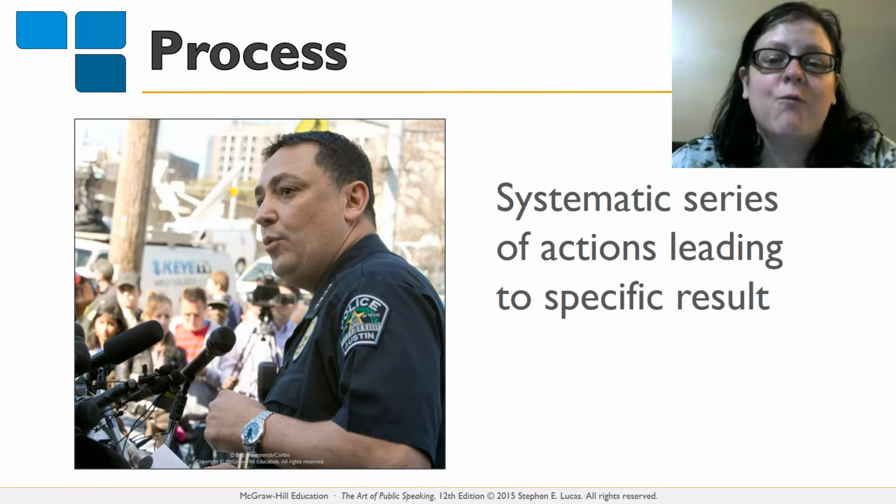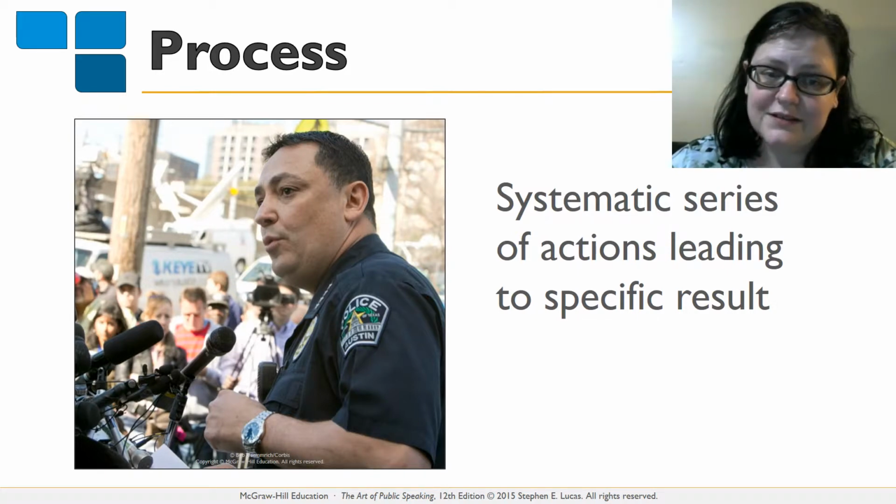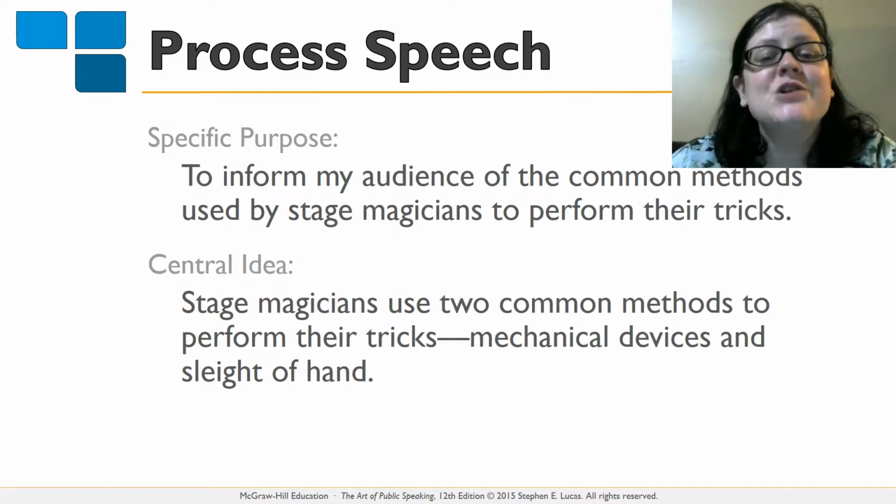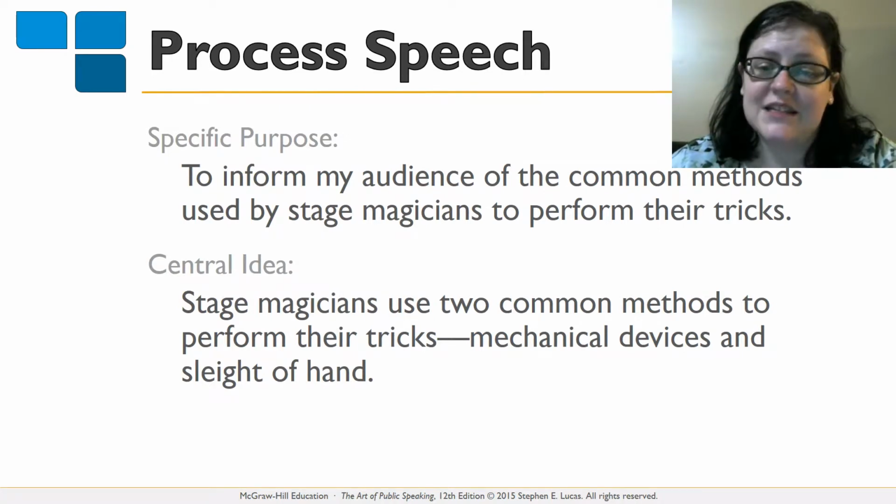Process speeches have one of 2 main goals. They allow listeners to either better understand the process or be better able to perform the process themselves. Here's an example specific purpose and central idea for a process speech about common methods stage musicians use to perform tricks.